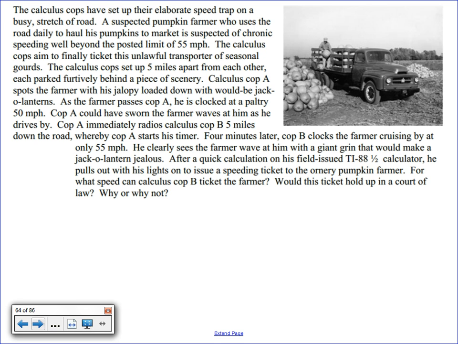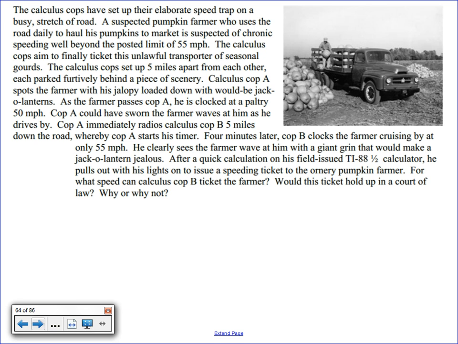Cop A immediately radios Calculus Cop B 5 miles down the road, whereby Cop A starts his timer. 4 minutes later, on the dot, Cop B clocks the farmer cruising by at only 55 miles per hour. He clearly sees the farmer wave at him with a giant grin that would make a jack-o'-lantern jealous. After a quick calculation on his field-issued TI 88.5 calculator, he pulls out with his lights on to issue a speeding ticket to the ornery pumpkin farmer.